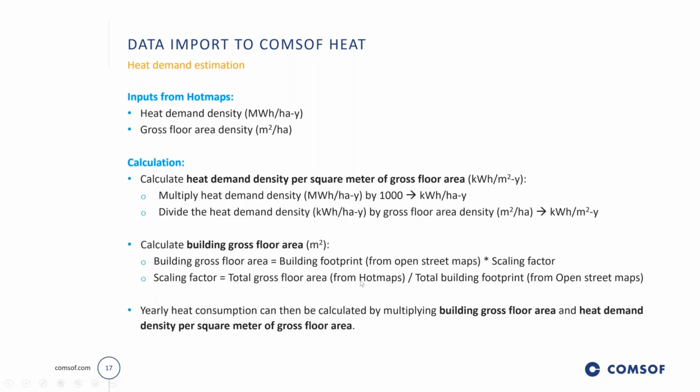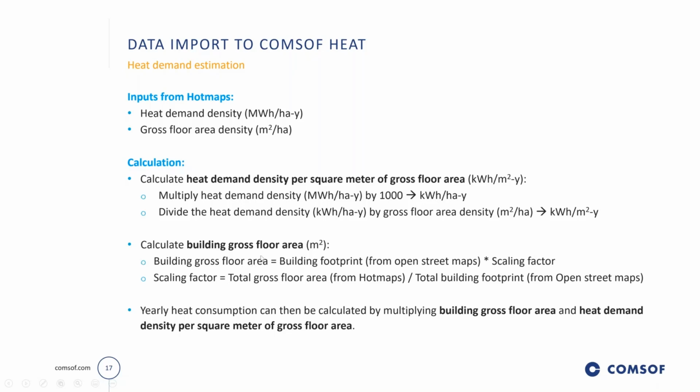So first, how do we calculate this scaling factor? Hotmaps already does approximations, and they already calculated the total heated gross floor area, which we take from Hotmaps. Then we can calculate the total building footprint from OpenStreetMaps, and we just divide these two values to get a scaling factor. Once we have the scaling factor, we can multiply it with the building footprint to get the building gross floor area.